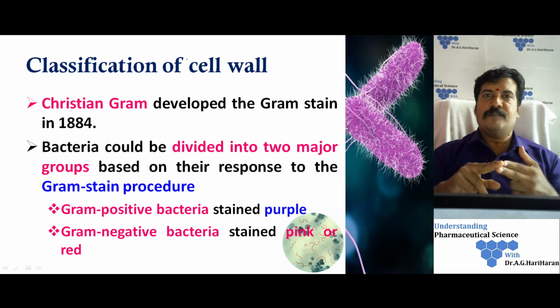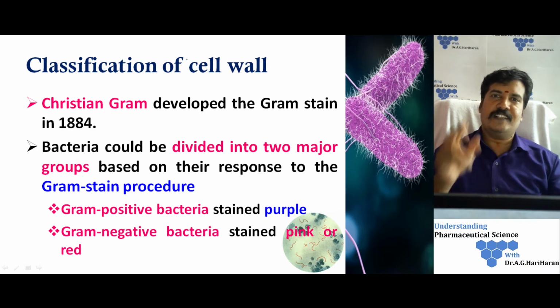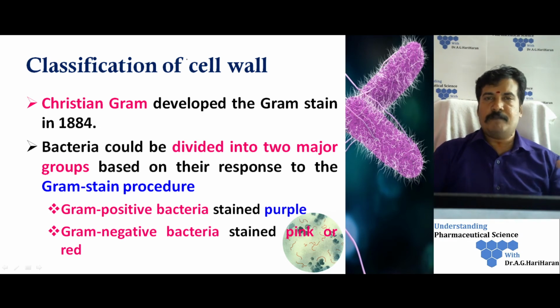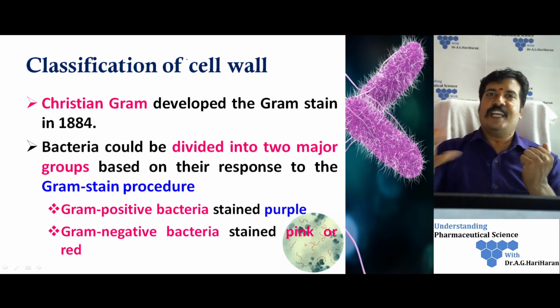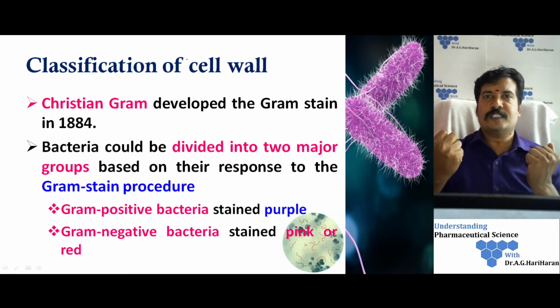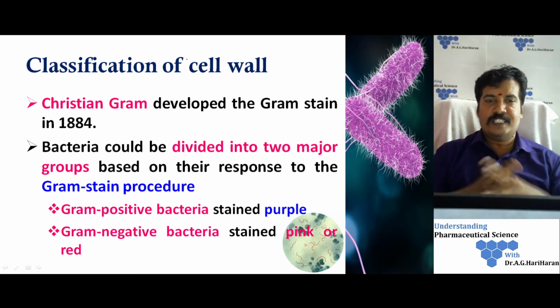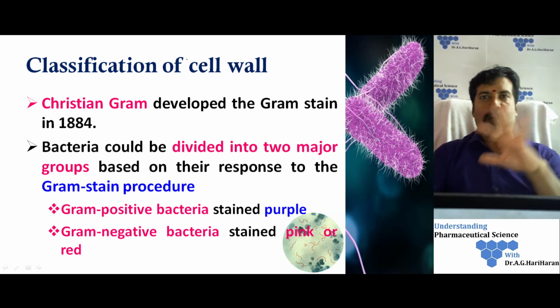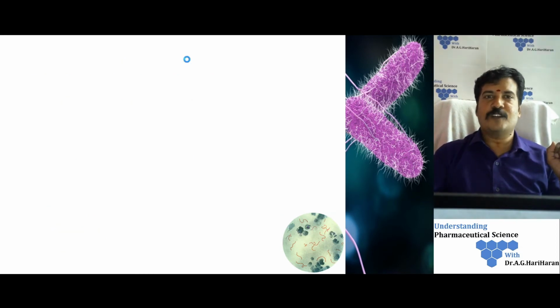First we take the specimen, heat fix it, then we add the primary staining agent and Gram's iodine. After some time we decolorize with 95% ethanol. Then we add the counter staining agent, then view under a microscope. If the bacteria takes the primary staining agent, then we call this a gram positive bacteria. If it takes up the secondary agent and loses the primary staining agent, then it is a gram negative bacteria. This is how the bacteria have been classified based on the cell wall.